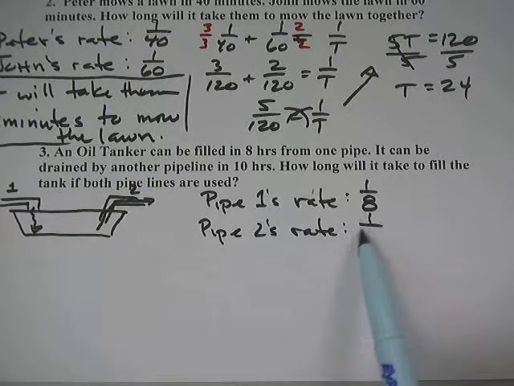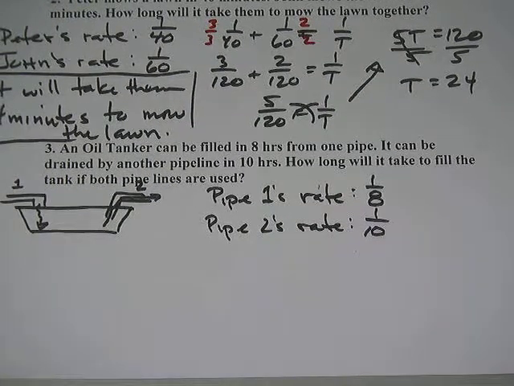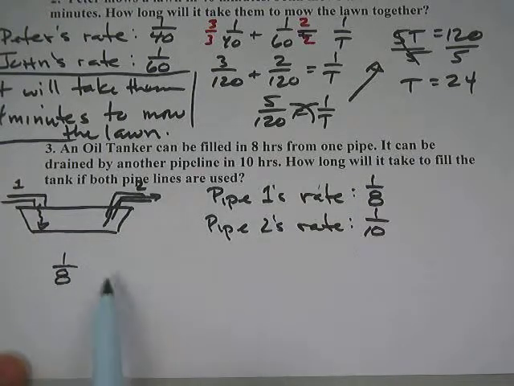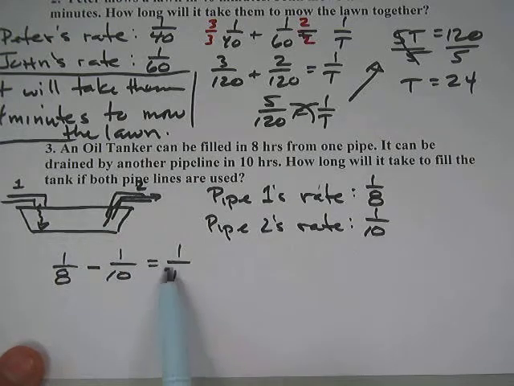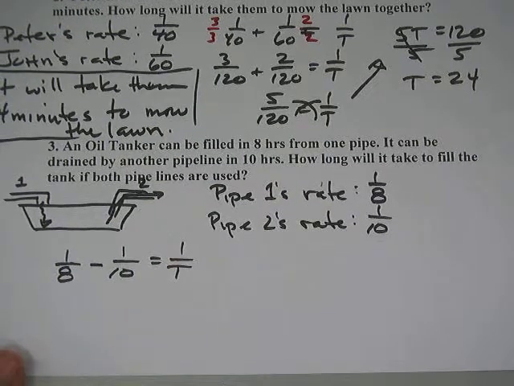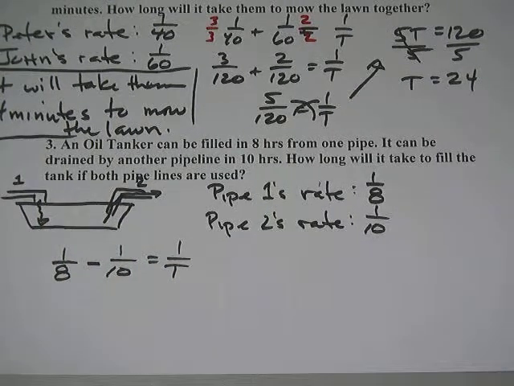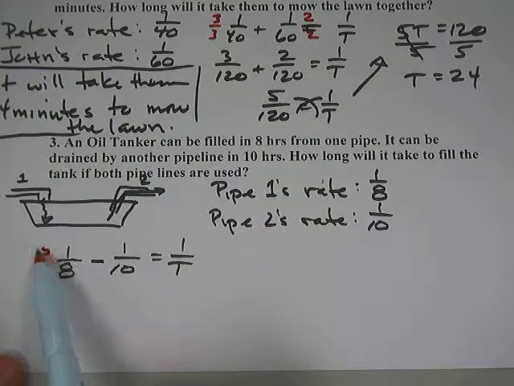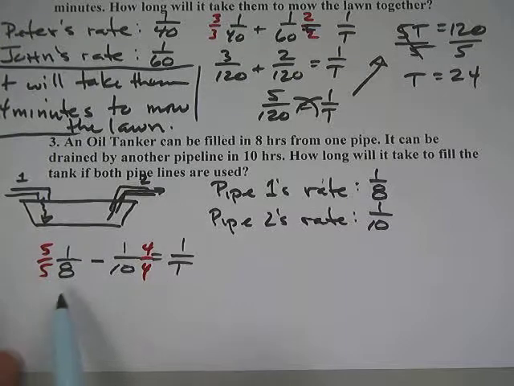But the other one can drain this thing in 10 hours. So pipe 2's rate is 1/10 of the job done in an hour. But this time, they're not working together. They're working against each other. So the difference is you're going to take your rate of work for pumping in, and this time subtract what the other pipe takes away. That should tell me how long it'll take. They're working against each other, so they're going to be subtracting.